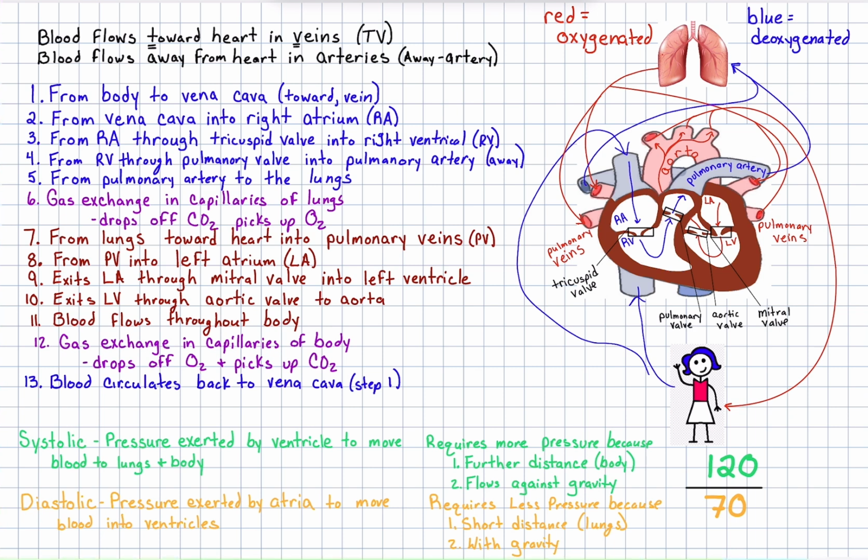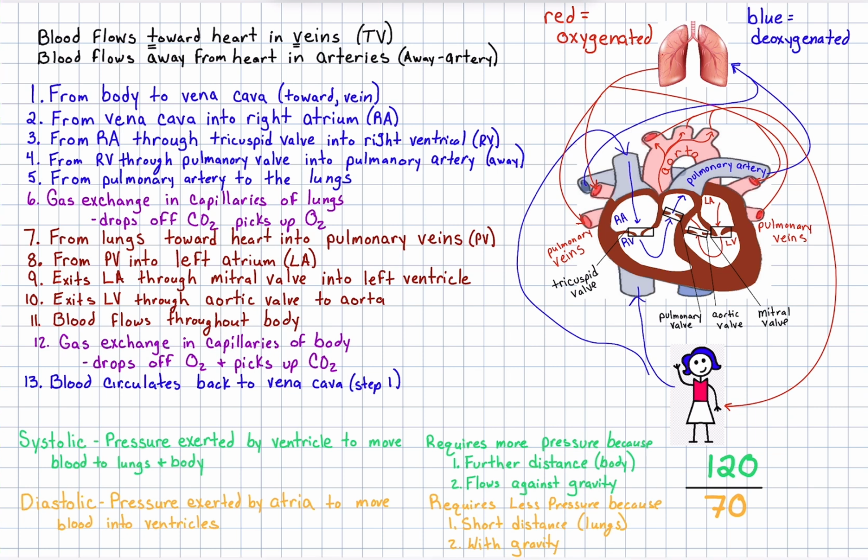Once it goes to the lungs, we're going to do this gas exchange. At this point, since we came from the body, we were oxygen-poor blood. Now we're entering the lungs, so the CO2 is going to be swapped for the O2, and now we're going to have oxygen-rich blood. And so the oxygen-rich blood will exit the lungs and will enter the pulmonary veins. We're going towards the heart, so they're veins.